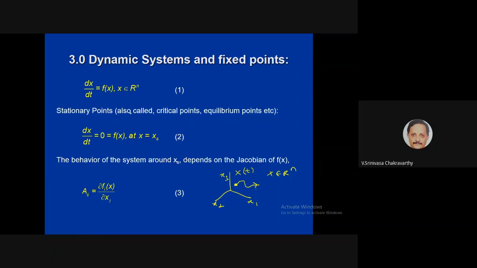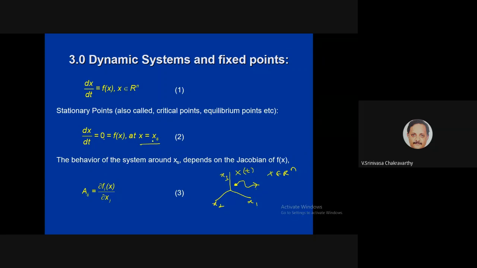Okay, so the dynamical system is given by this generic equation: dx/dt = f(x), where x is a vector. How you study this is you first look at what are called stationary points. Those are points where dx/dt is equal to 0, that is, the point where the flow is 0, at some point x equal to xs.